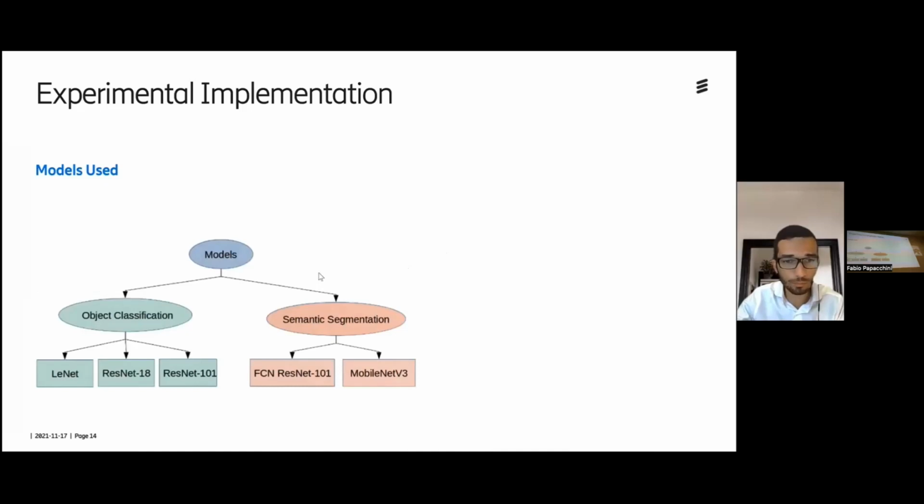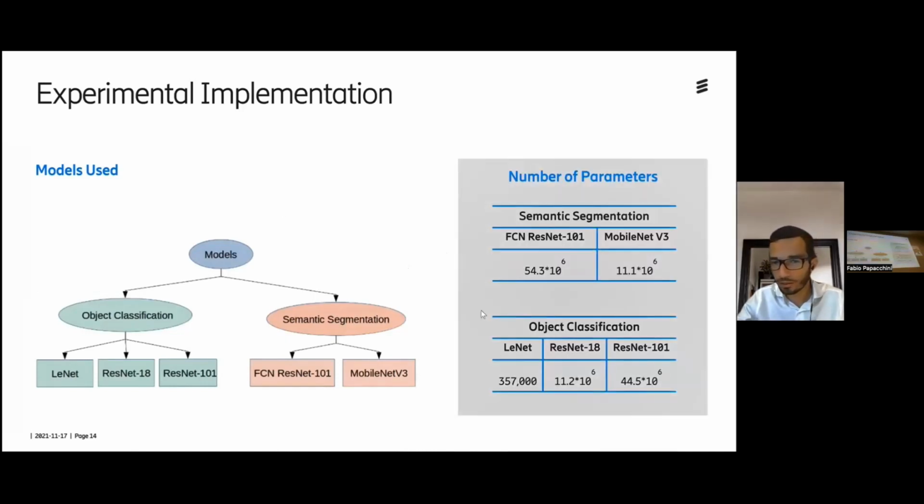And here we can see the models we use. We use these models that were easily imported from the PyTorch library, and also their initial number of parameters. For semantic segmentation, we used FCN ResNet 101 with 54.3 million parameters, and MobileNet V3 with 11.1 million. And for object detection, we use LeNet, ResNet 18, and ResNet 101 with these initial numbers of parameters.